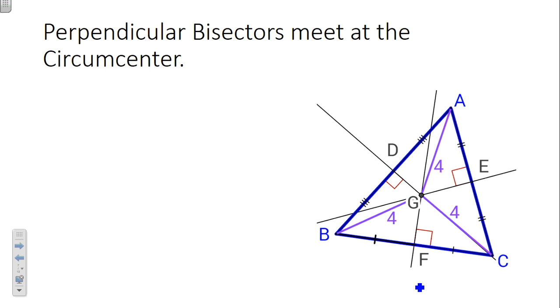Okay? This point G is a special point. It's got a special name. So not only do we need to know those four special segments, but we have to know the name of this. And this guy's name is the circumcenter. Okay? So perpendicular bisector is the longest thing we had to know, and circumcenter is the longest word. So remember that perpendicular bisectors go with circumcenters. This guy's name is the circumcenter.